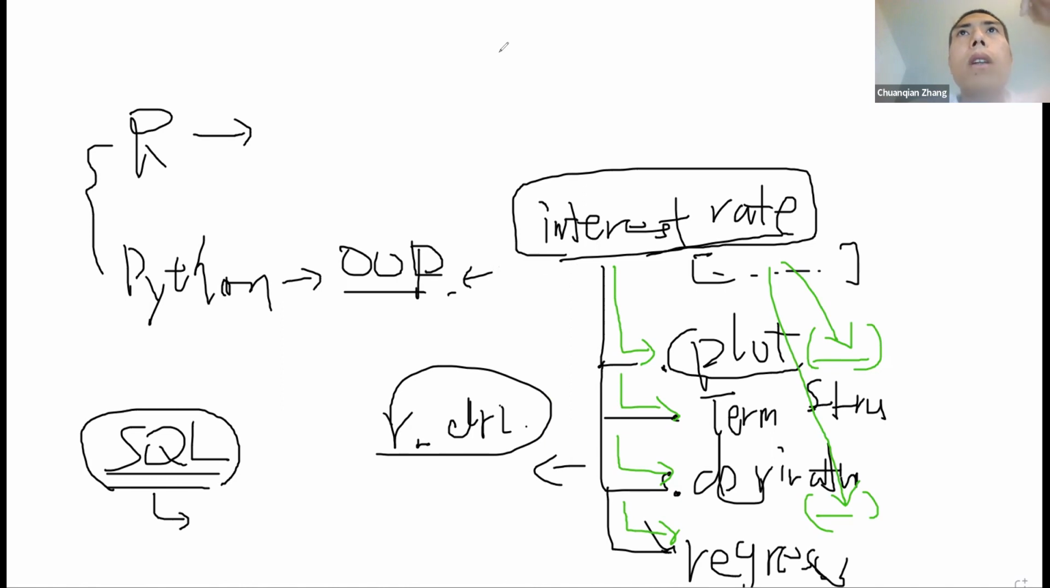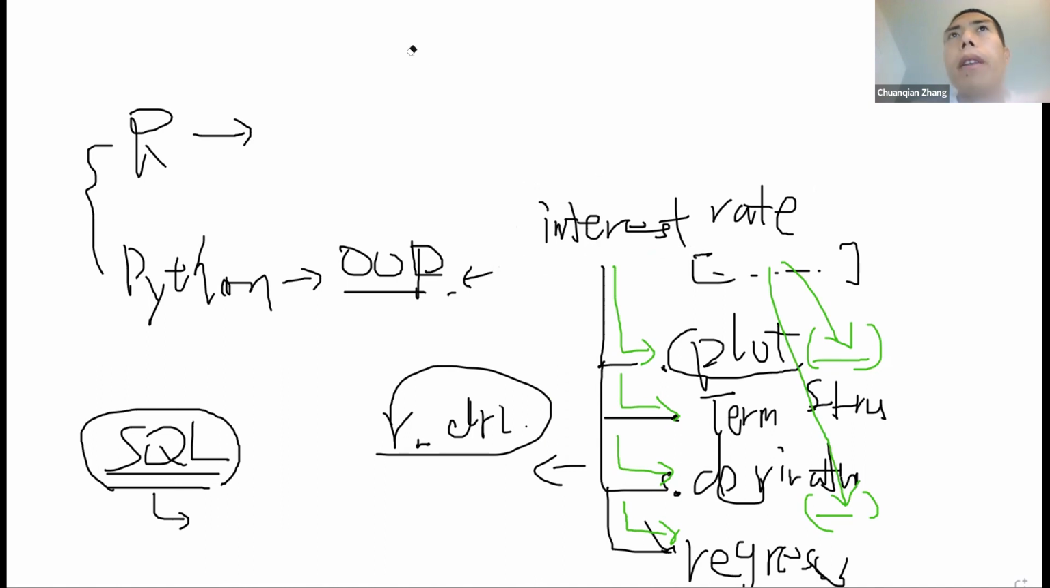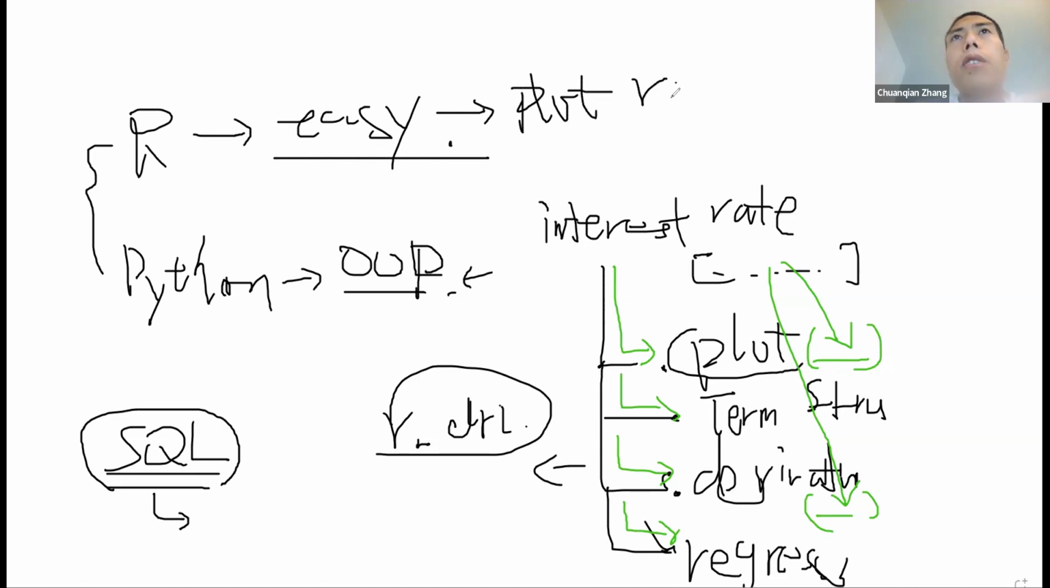Now, let me talk about R here. We have used part of it, so you have some feeling for this. This one is relatively easy, and it's particularly built for a single product. For example, I just simply want to plot the interest rate. So you basically read in the interest rate and you plot it. You just single out the project you want to do.